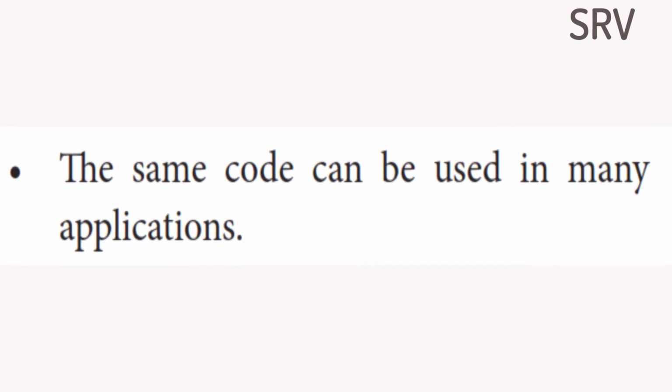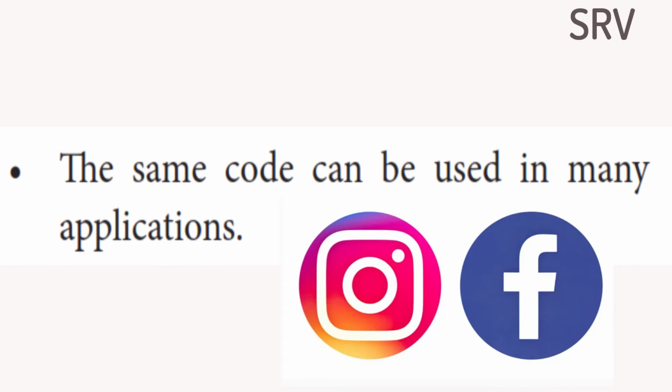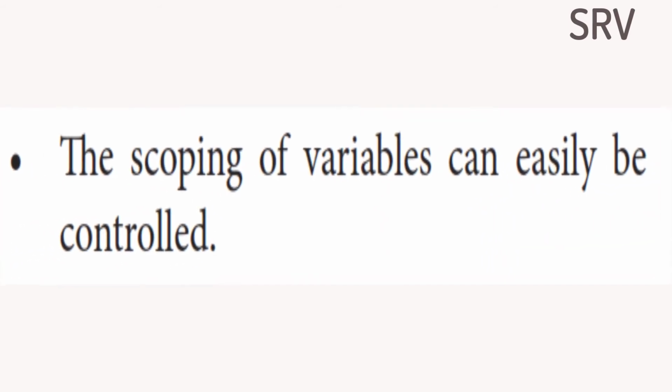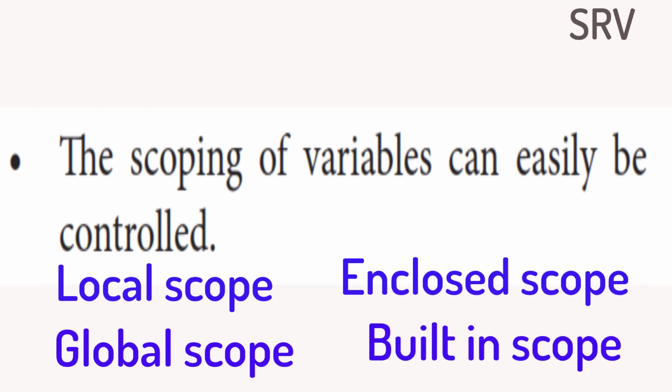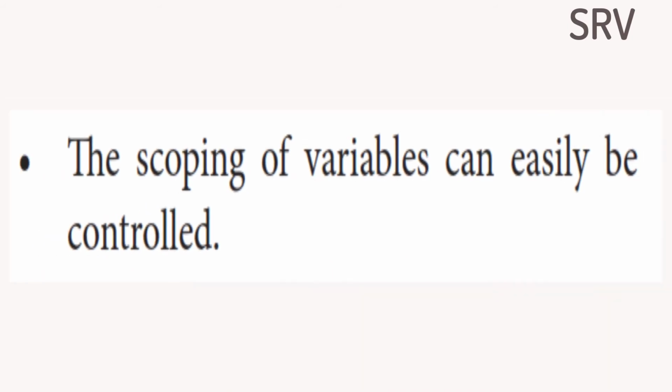Now the eighth benefit. The same code can be used in many applications. We know that Facebook and Instagram come under the same owner. So if any common updates are to be made for both applications, then modular programming helps us to do that. So the same updates can be used in both the applications. So this is given as the eighth point. Now the ninth benefit, the scoping of variables can easily be controlled. The scope of a variable, that is local scope, global scope, enclosed scope and built-in scope, can be controlled easily in modular programming. So these are the nine benefits of modular programming.